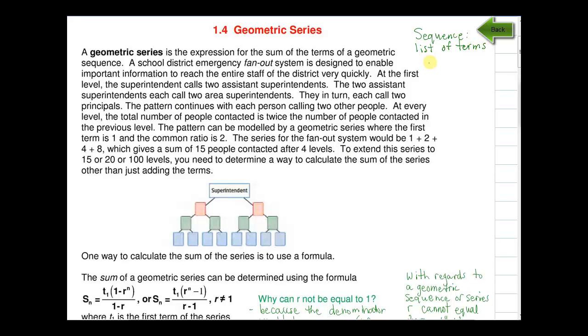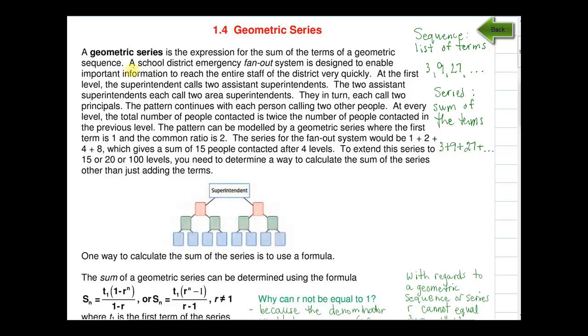For example, you could have 3, 9, 27, and so on. A series then is the sum of the terms. So in this example, it would be 3 plus 9 plus 27 plus, and so on. Let's take a look at an example of what that would look like.